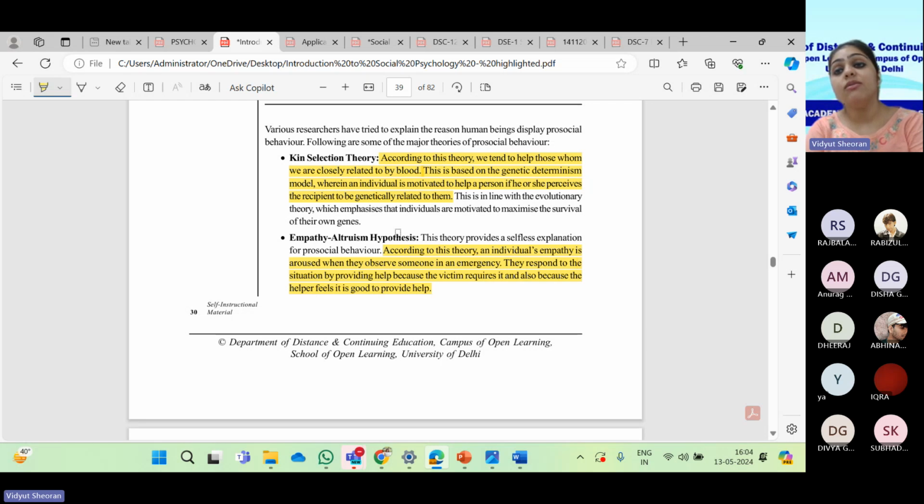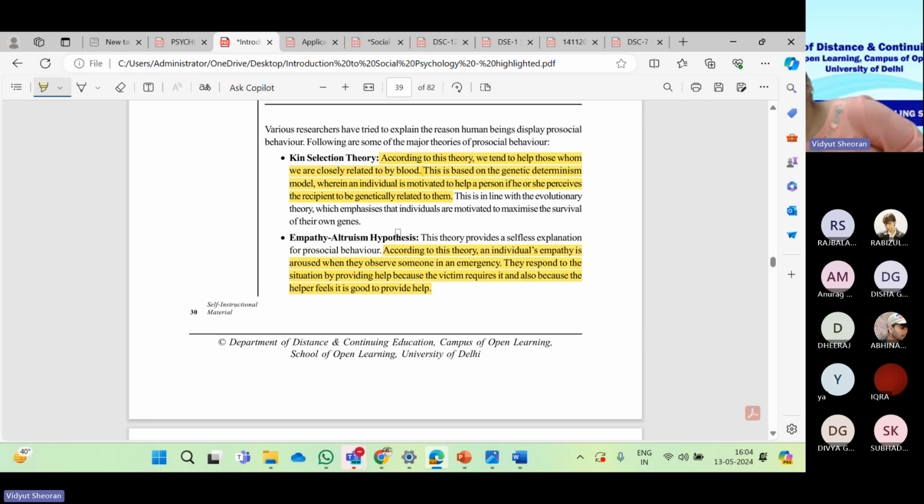So when we know someone, be it genetically, biologically, or even through other relationships like friendship or spouses or anyone else who is in the family or known, we first give help to them as compared to a person who is unknown. Then comes the empathy altruism hypothesis.